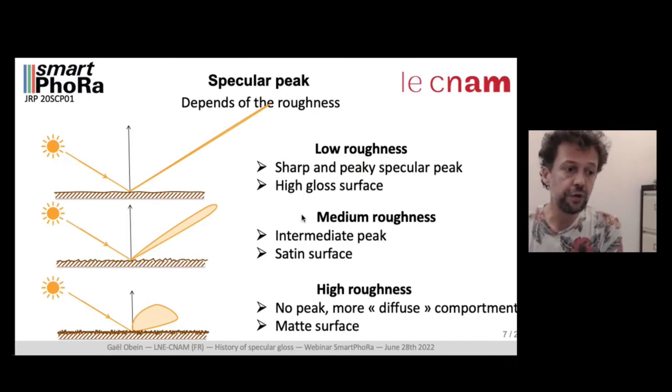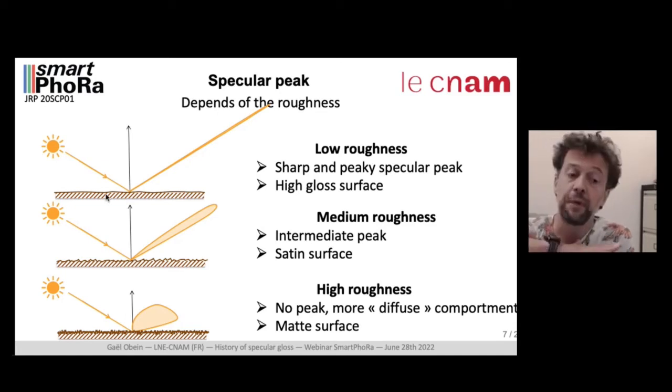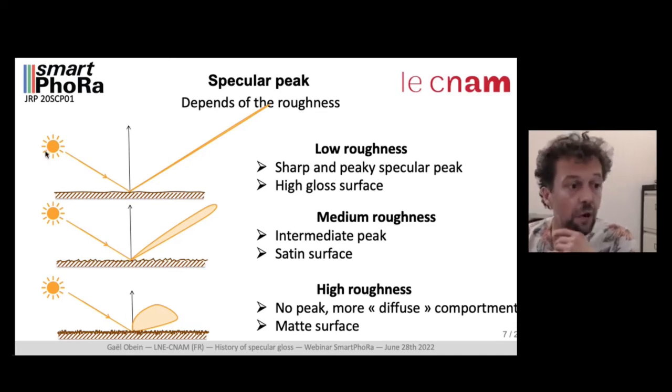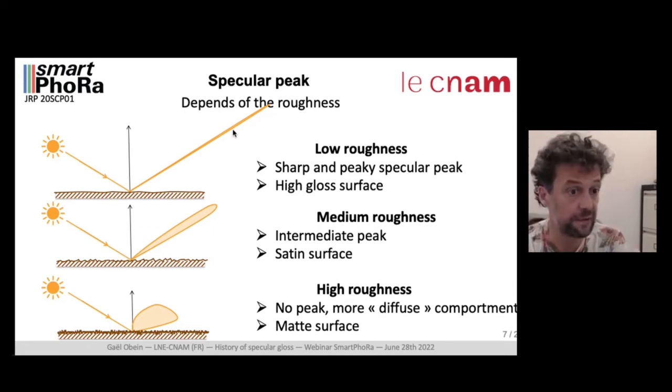Then, if you look at this specular peak, if the surface has a low roughness, or even let's say if the surface is perfectly flat, then all the light that is reflected by the surface will go in the specular direction. If you add a small roughness, then you will have a peak that is very sharp. And usually, if you have a surface that has a low roughness, it's a glossy surface.